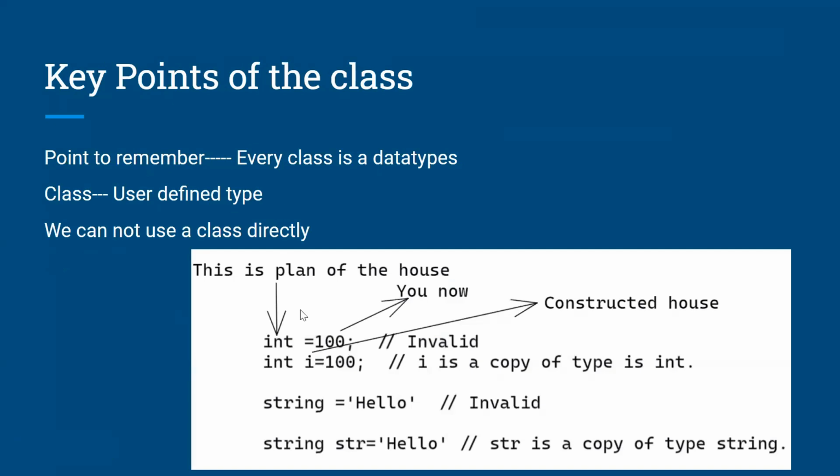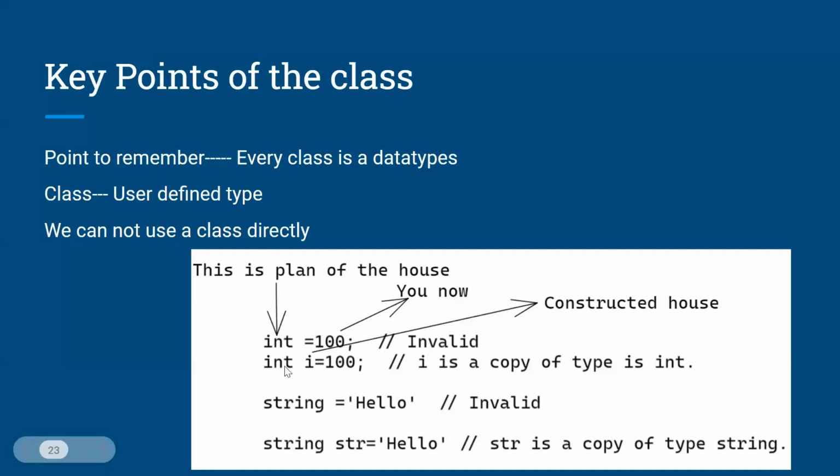Suppose you define something like integer equal to 100. Integer is nothing but the plan of your house. If you want to make your house, first of all you have to create your plan, that is called a map, right? And 100 is you. Now you cannot live directly in the plan. That is the main problem, and that's why variables come into the picture. So this is an invalid statement.